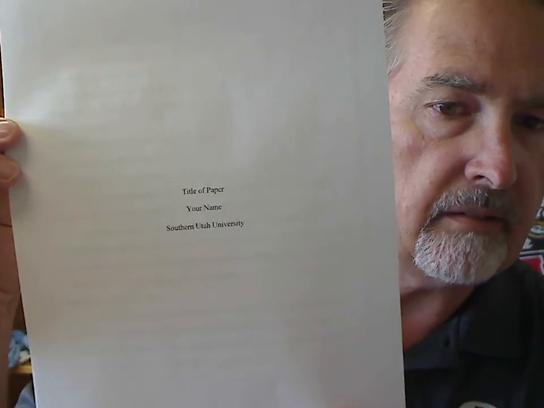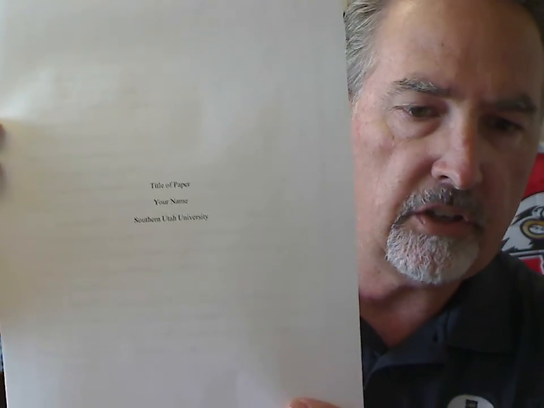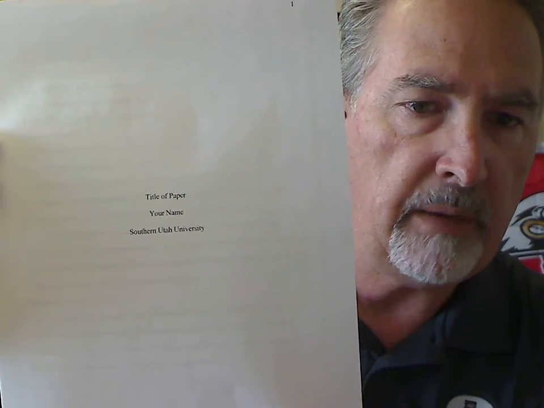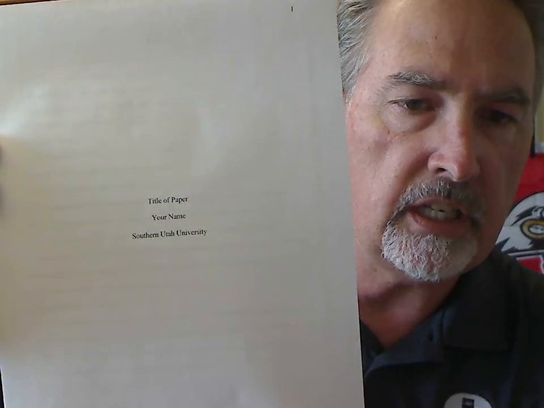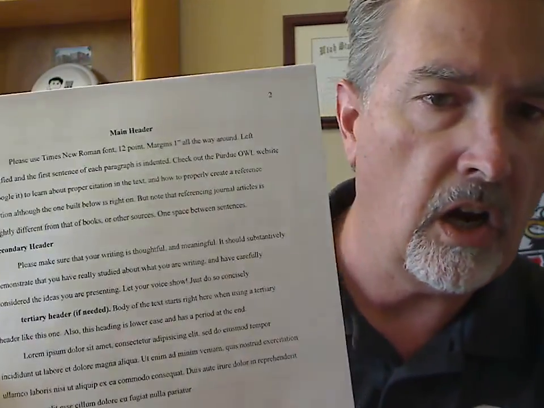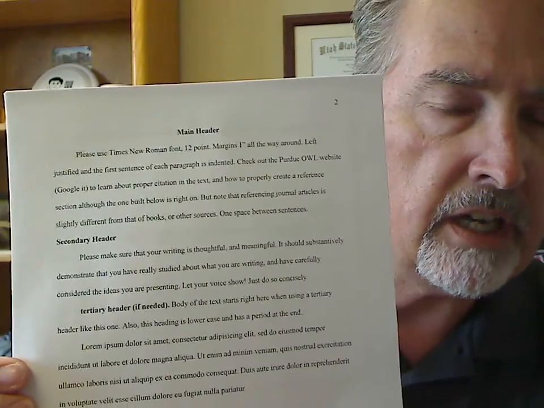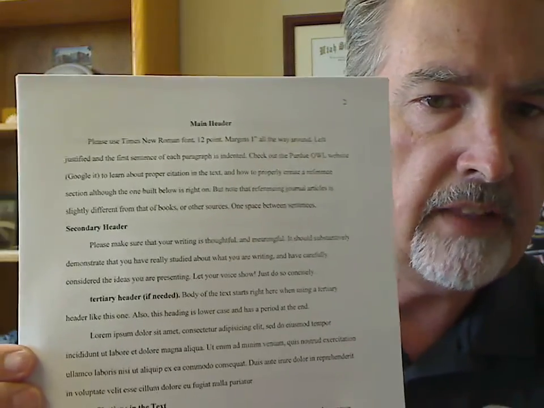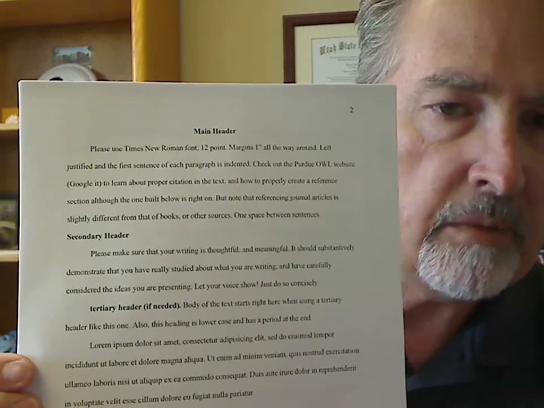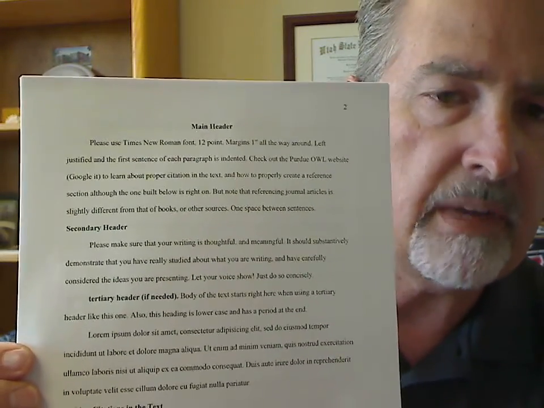On your paper, I want you to have a title page, and it's just to look like that. Just right in the center of the page, the title of the paper, your name, and SUU. That's all you need to have on there. And the title of that paper should be descriptive so that when I look at it, I'll know what it is that you're submitting. And then just in general, from there on, you're going to have a main header at the beginning of each section.